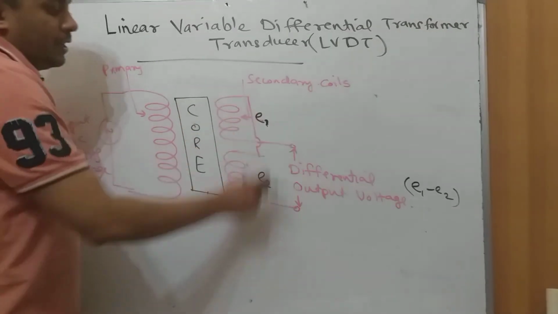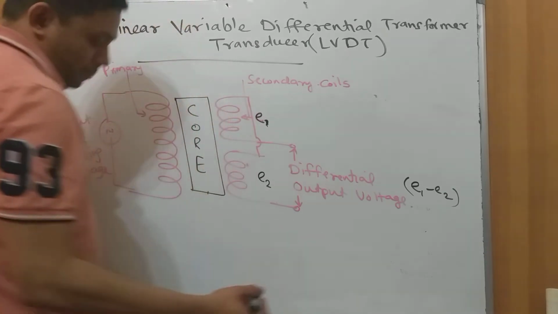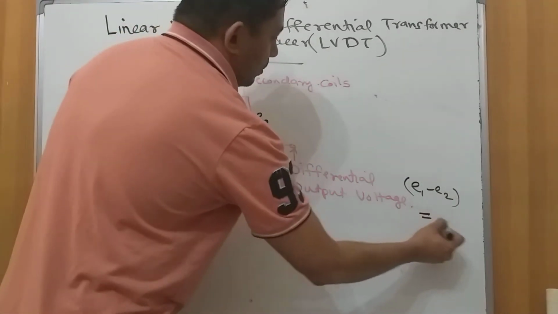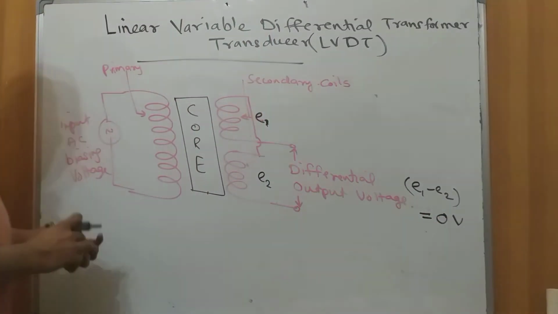As a result, E1 and E2 will be almost zero. Practically speaking, it is very hard to get it balanced, but ideally speaking, they're going to be zero. As a result, this particular voltage will be 0 volt.